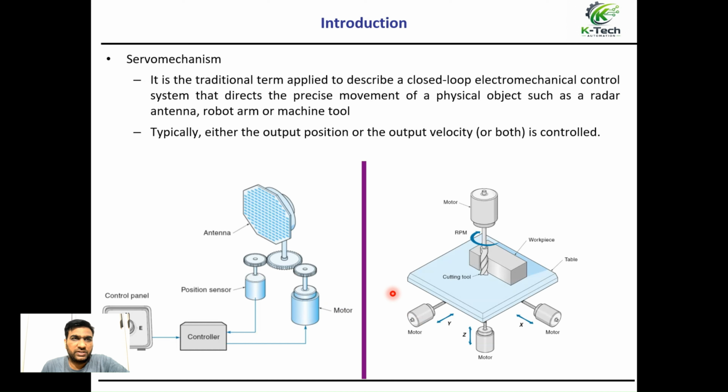About the introduction, what is a servo mechanism? It is a traditional term applied to describe a closed loop electromechanical control system that directs the precision movement of physical objects such as radar, antenna, robot arm, or machine tools. Typically, either the output positioning or the output velocity is controlled.